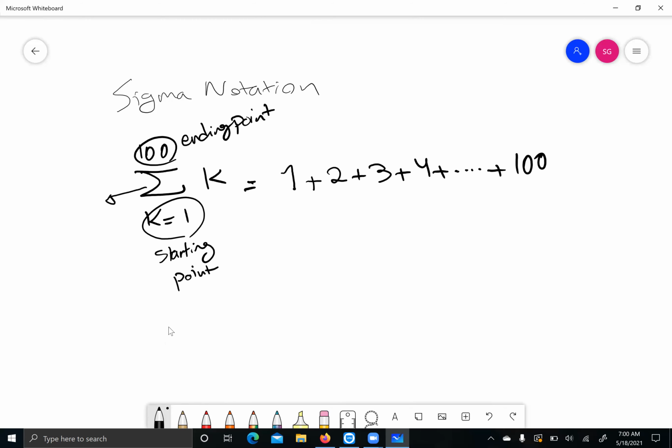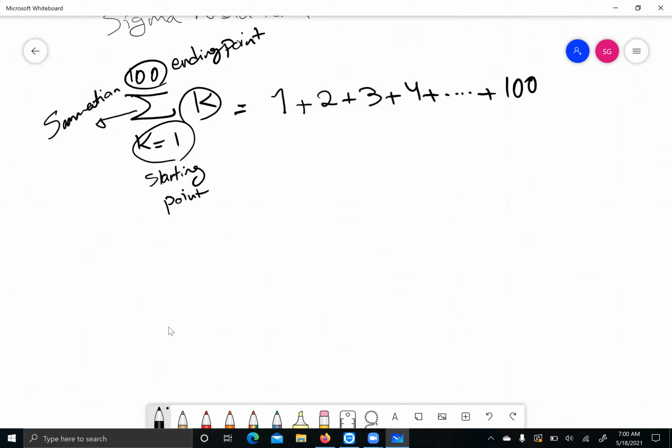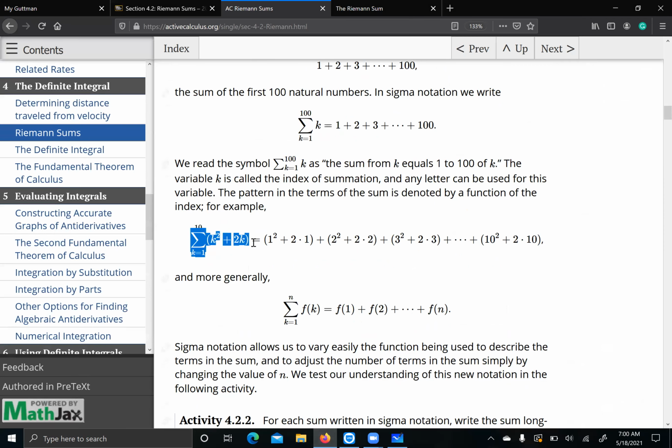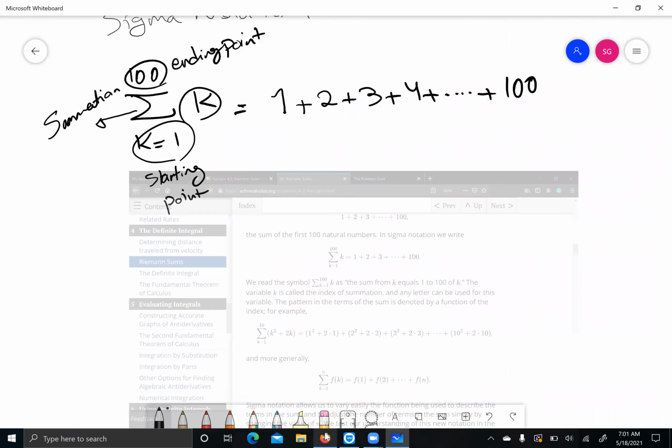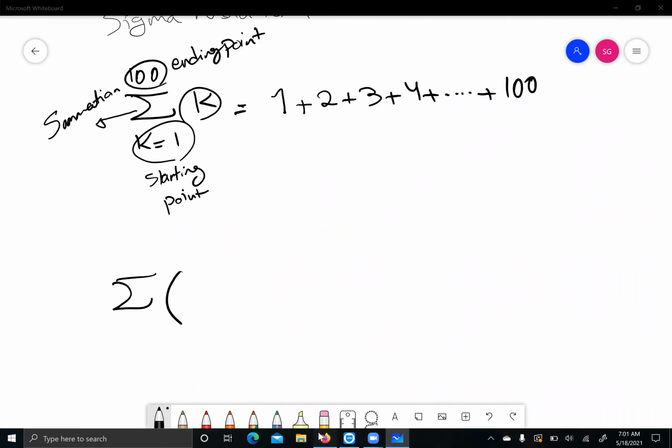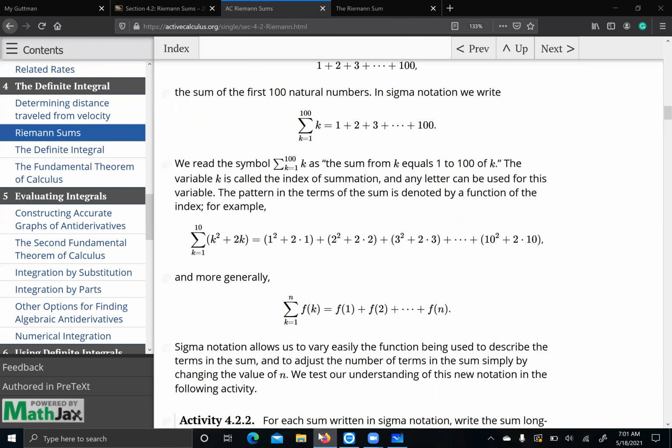And sigma means summation, addition, and this is just whatever the variable. For example, what else? Look at this. What does this mean? Sigma of, so we are just practicing notation. Sigma of, what's the variable? k squared plus 2k.